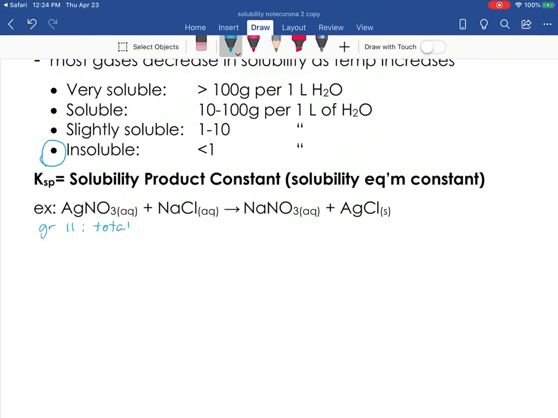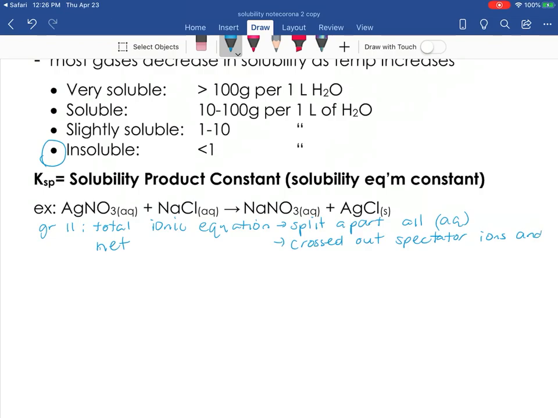Okay, so last year you had to do the total ionic equation, where you split apart all aqueous substances, and then we had to do the net ionic equation, where you crossed out what we called the spectator ions and showed the formation of the solid.